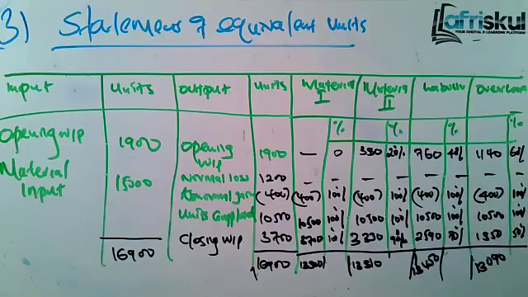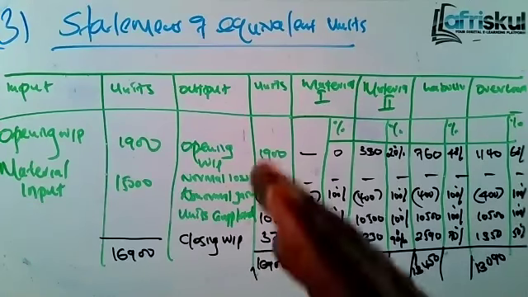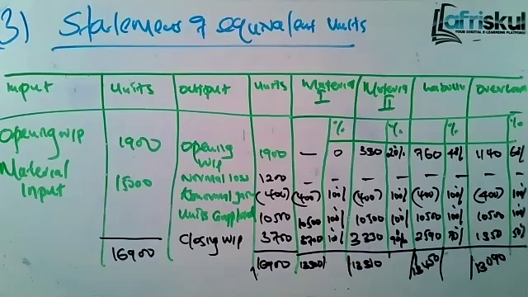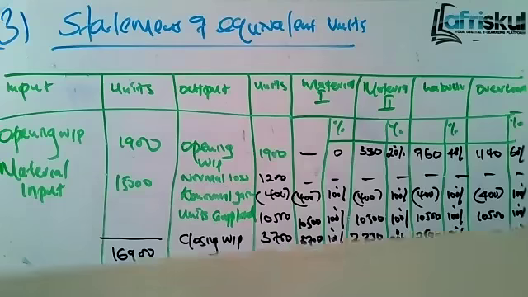It's very easy. Again, you write the input the way they appear. The input we said is the opening WIP units, add material input, then output. When you're using FIFO, like the way we are using, opening WIP units is part of output, and then normal loss is part of output. Output items include opening WIP in case you're using FIFO, normal loss, abnormal gain, units started and completed and closing WIP. You write the units and then you complete it with the percentages of completion. That is before you go to the statement of equivalence, the cost statement.